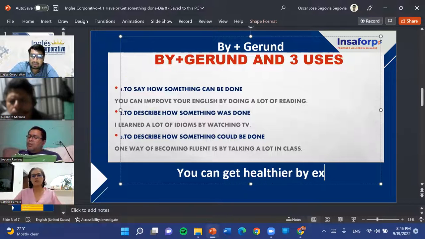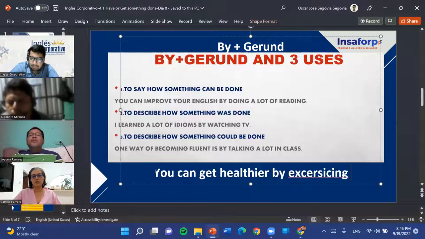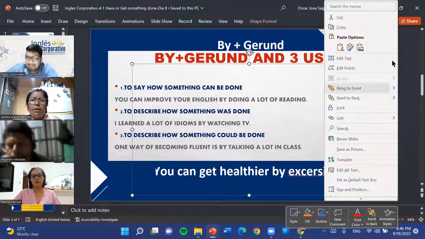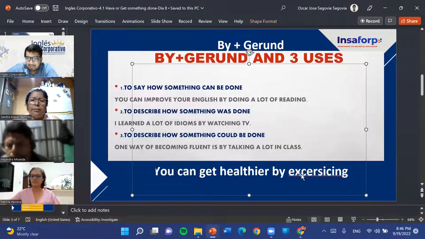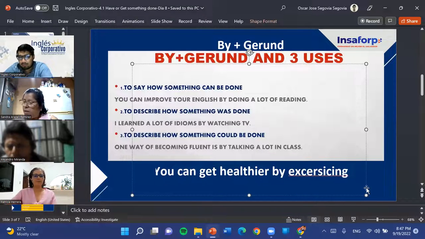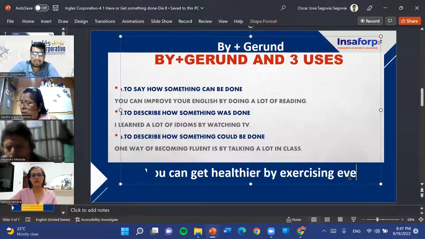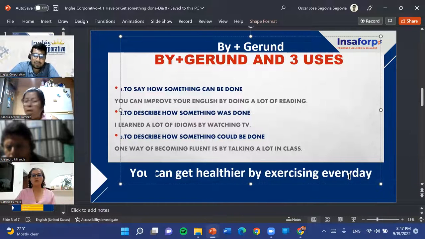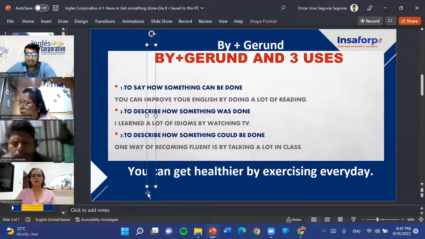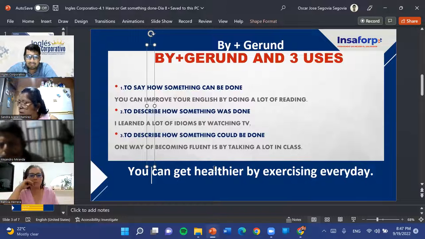Esa cosa siempre se me complica aquí. Exercising. Oh, come on. Is that the way? No. On the contrary. I always forget how to spell this one. Esta sí es una que se me complica, así que sorry, guys. Okay, so let's see. The way we are going to do this is by... come on, mate. There we go. Exercising, that's the one. Exercising every day. Okay, so that's the way you can become healthier. So you can get healthier by exercising every day.